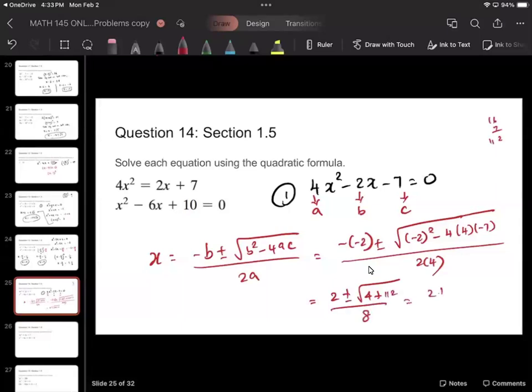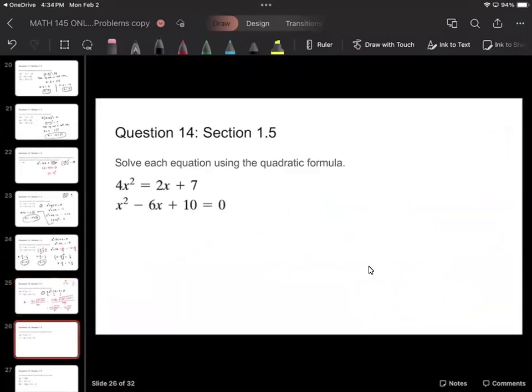So that is 2 plus or minus square root of 116 over 8. That's good enough for me. Okay. We can try to simplify this. So 116 is 4 times 29. So this will be 2 root 29. So I don't see any point, so we can just leave it like that. That's good enough for me.